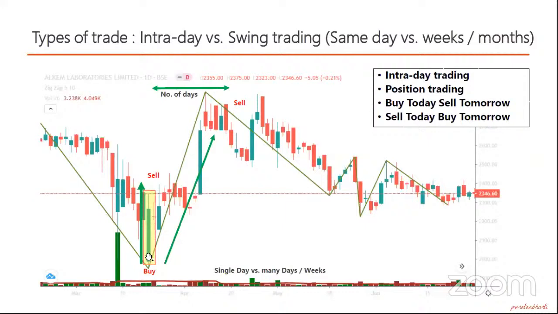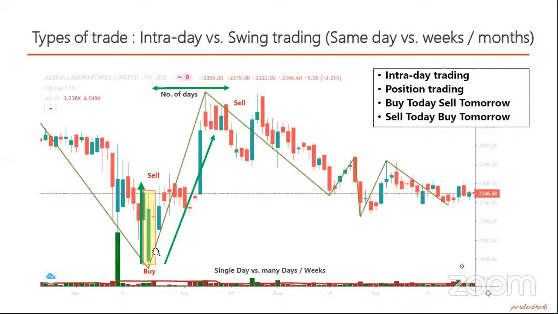Market starts at 9:15 and ends at 3:30. So you're buying and selling the same day, which I have represented on my screen. So that is intraday. If there are days and weeks involved, then it is called swing trading or delivery position. It is also known as delivery position. Why is it called delivery? Because you deliver it into your account, you take it home.